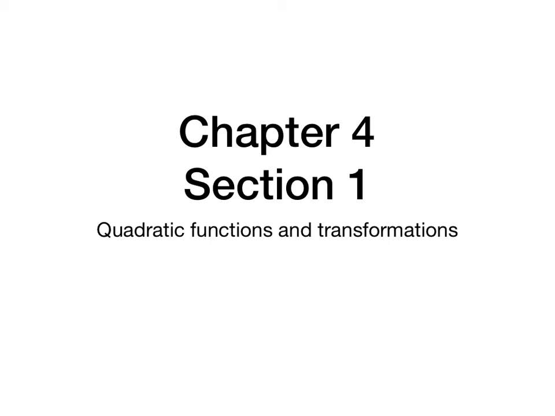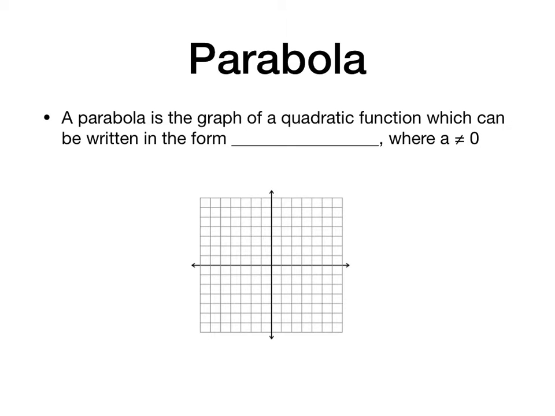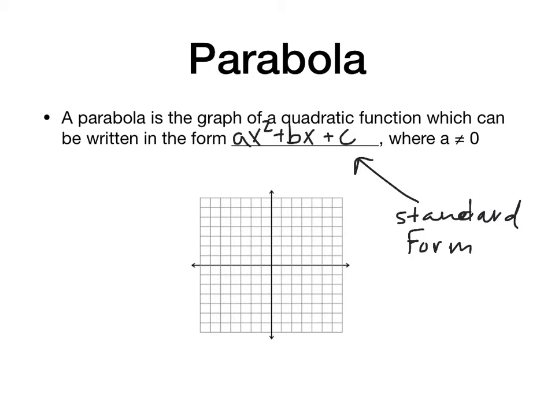All right, so chapter 4, section 1 deals with quadratic functions and transformations. So first we have a parabola. A parabola is the graph of a quadratic function which can be written in the form ax squared plus bx plus c. This is the standard form of a parabola. And the graph of a parabola is going to look like a U.